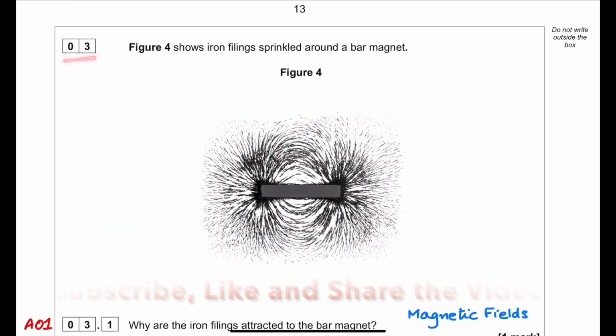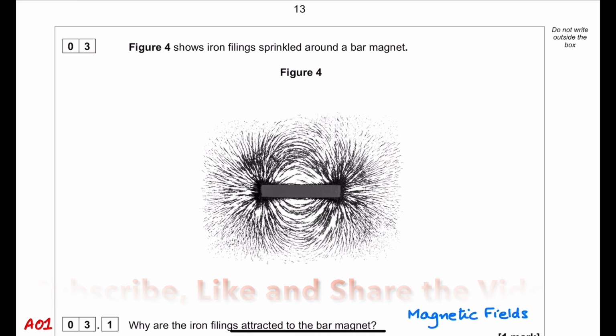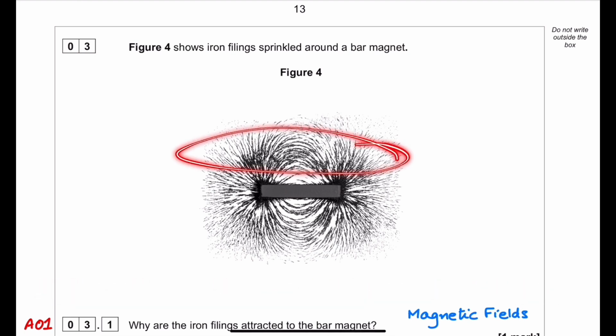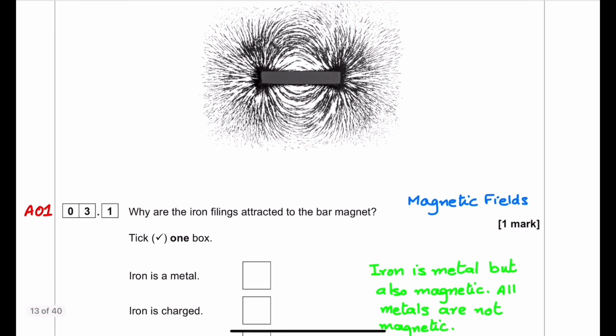Question number 3. Figure number 4 shows iron filings sprinkled around a bar magnet. You can see here the iron filings are present here, and this is a bar magnet. 3.1 is an AO1 question, and this question is from the topic of magnetic fields. Why are the iron filings attracted to the bar magnet? You can see here the iron filings are arranging themselves around the magnet.